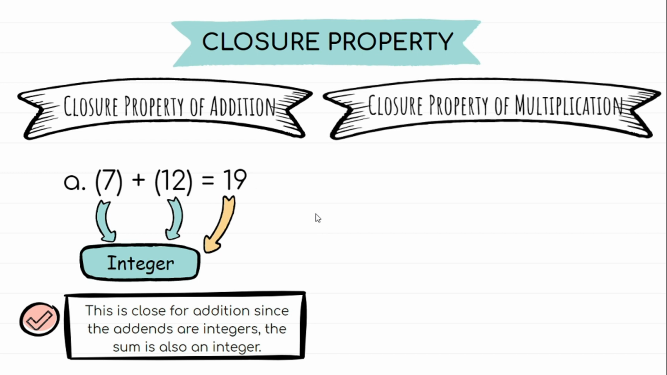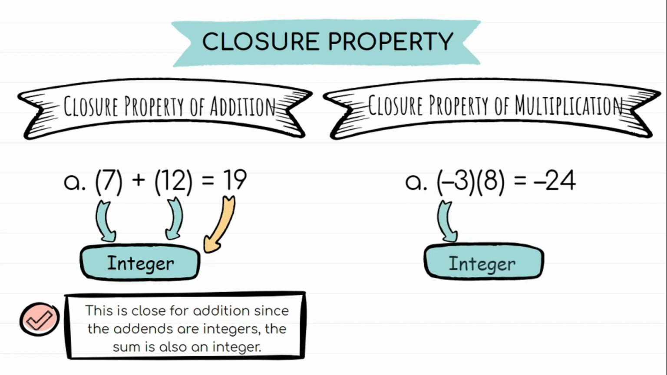So, same sa multiplication. Closure property of multiplication, ibig sabihin, kapag nag-multiply tayo ng two integers, ang magiging sagot niya ay integer pa rin. So, let's have this. Negative 3 is considered as integer. Tama? At ang negative 8 ay integer din. I mean, positive 8 ay integer pa din. So, yung negative 24 ay integer pa rin.